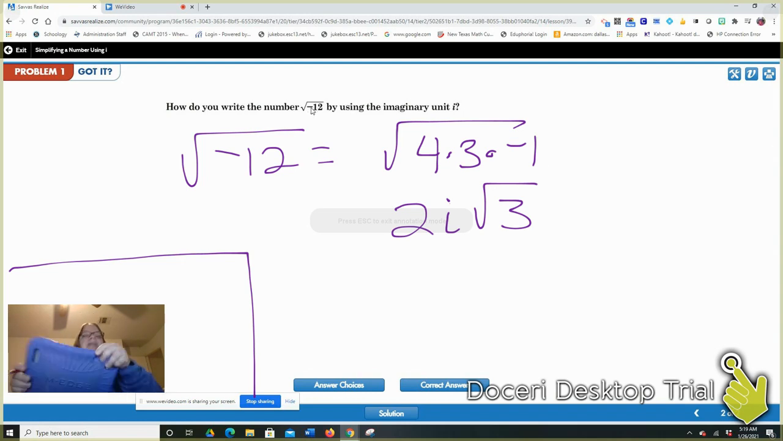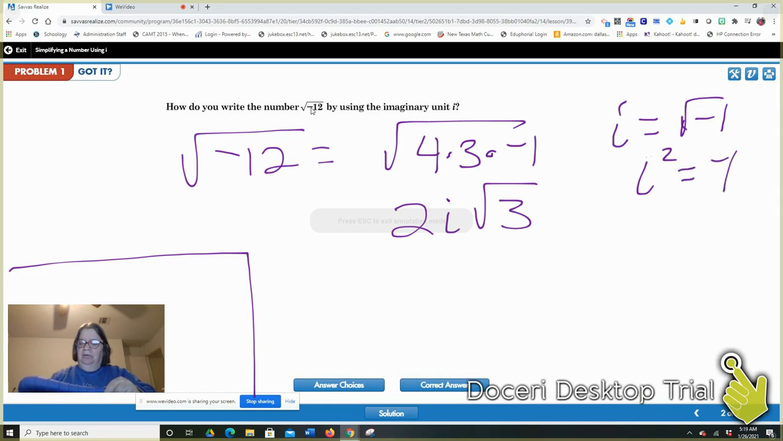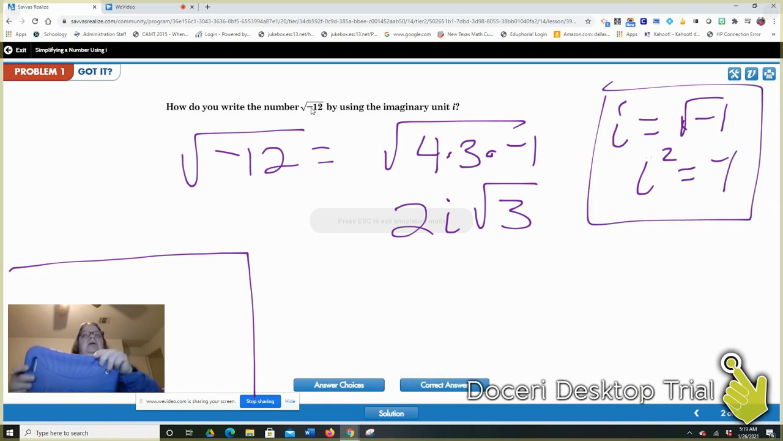Remember, two very important things. i is equal to the square root of negative 1. i squared is negative 1. Those things need to become automatic. As automatic as you know that pi is 3.1415 and so on, you need to know that i is the square root of negative 1 and i squared is negative 1.